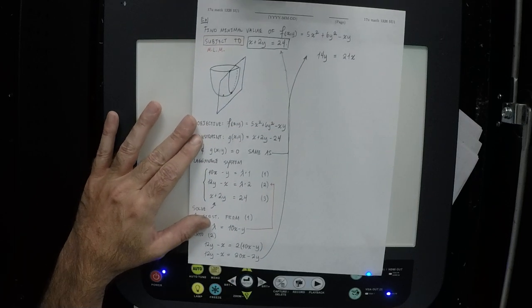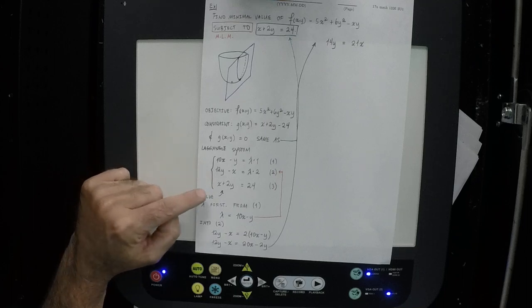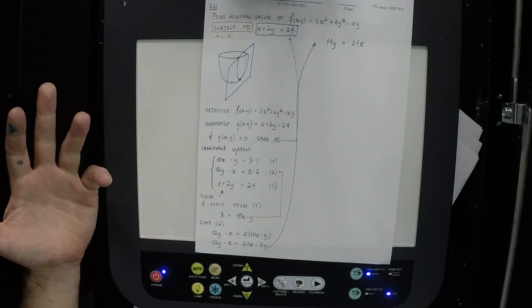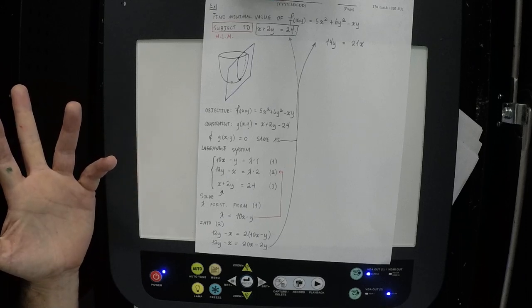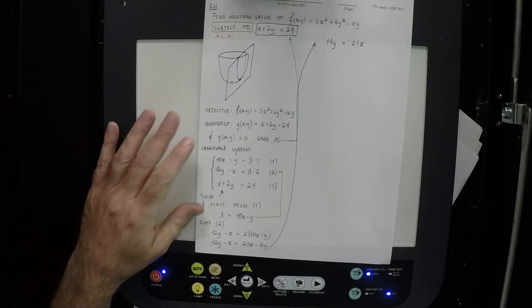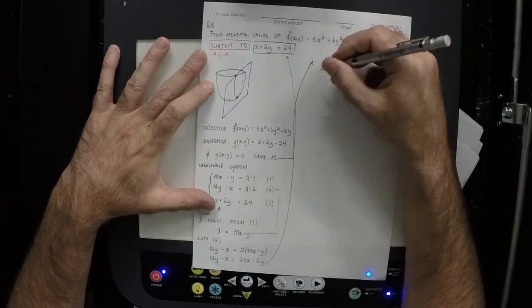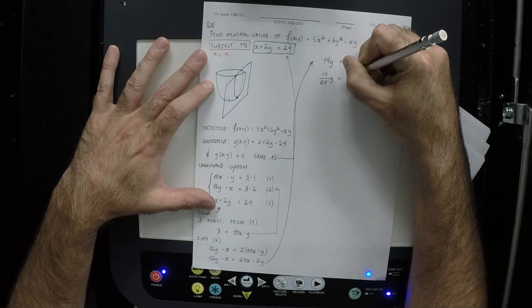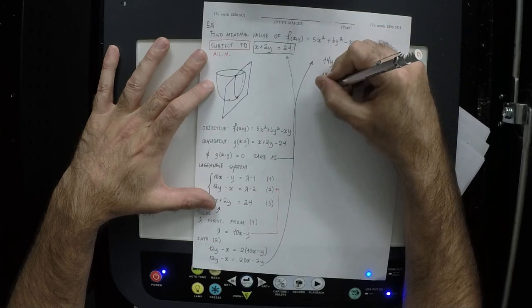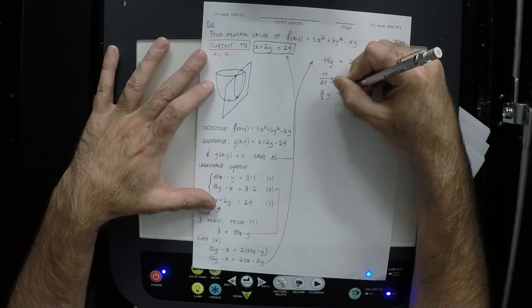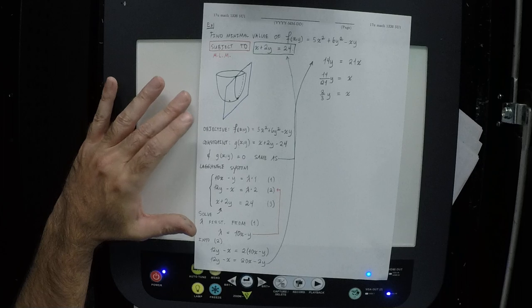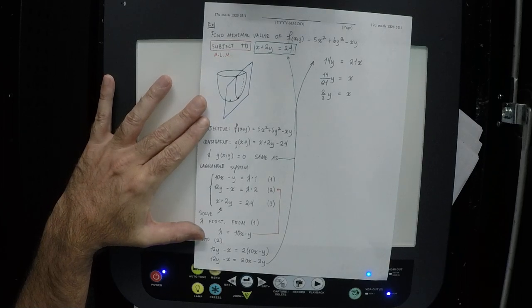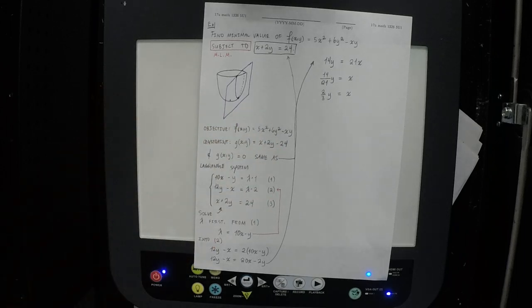Okay, so now from here, I'm eventually going to need to use the third equation. But before I do that, I should solve for either x or y. Which one do you want to solve for? Okay, solve for x. So then 14 over 21, y is x. And that's what, 2 over 3? So what can I do with that? Yeah, I can now put this into equation 3.